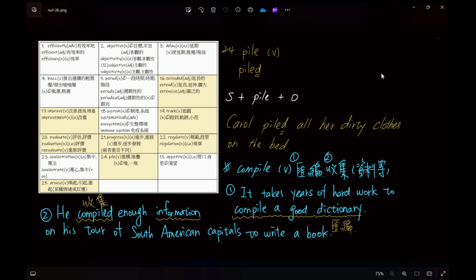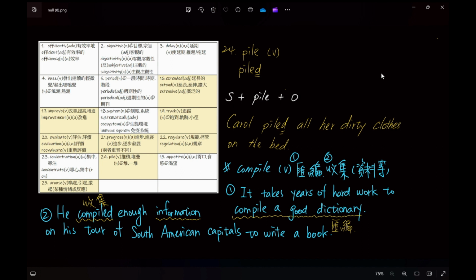Now let's talk about number 24, pile. The past tense is piled. It's a regular verb, meaning to put one thing on top of the other. So somebody piled something, like Carol piled all her dirty clothes on the bed. Which means she put all her dirty clothes on the bed. That's what pile is.